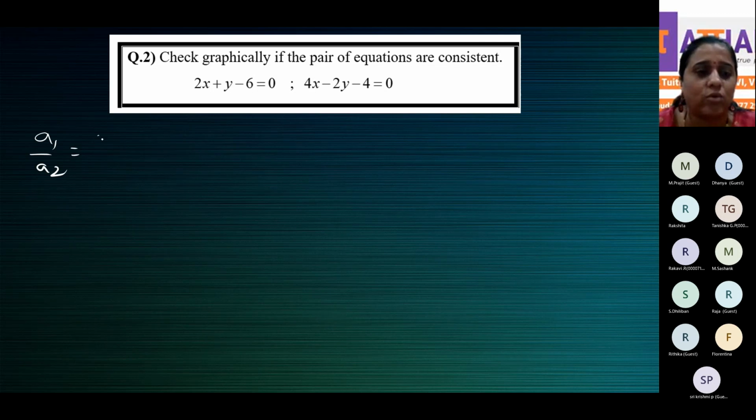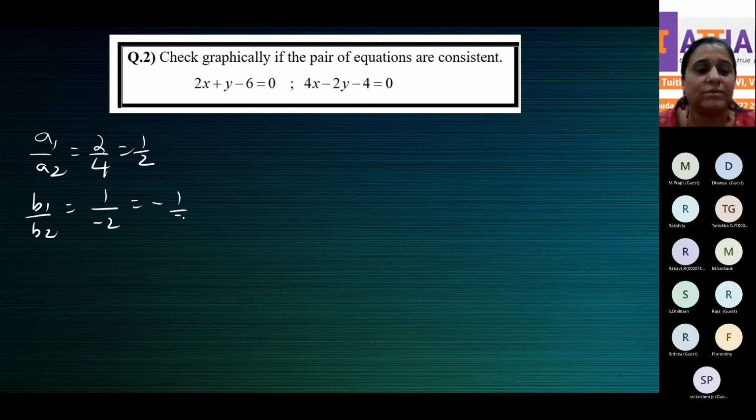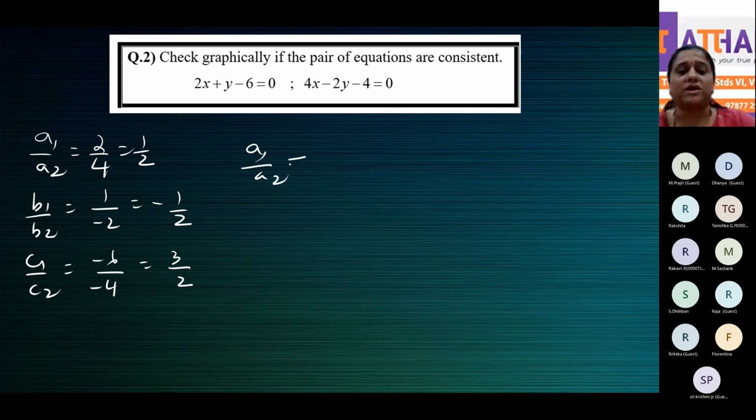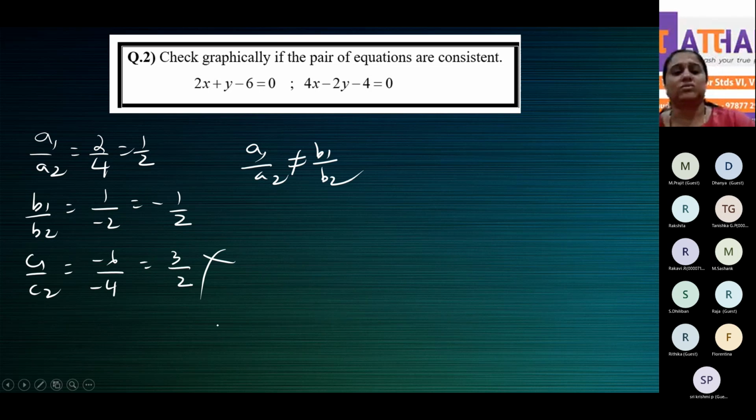2 by 4, which is 1 by 2. What is B1 by B2? B1 by B2 is 1 by minus 2, which is minus 1 by 2. And what is C1 by C2? It is minus 6 by minus 4, which is 3 by 2. Now, what do we observe? A1 by A2 is not equal to B1 by B2. Then forget C1 by C2.